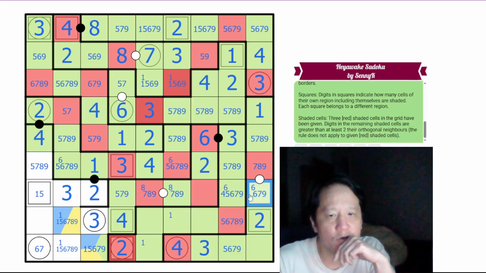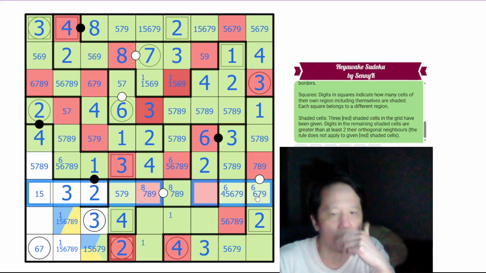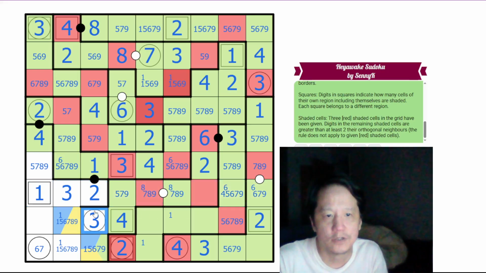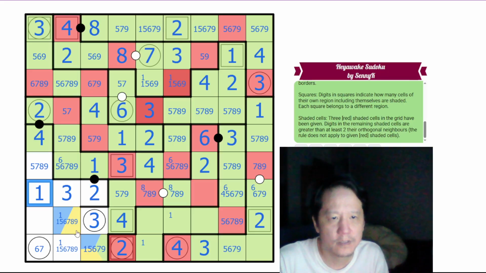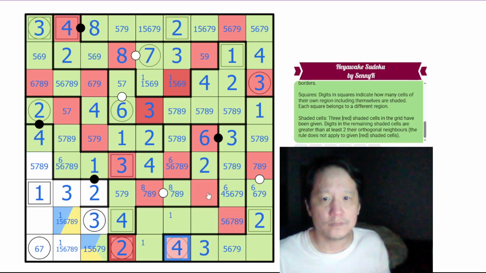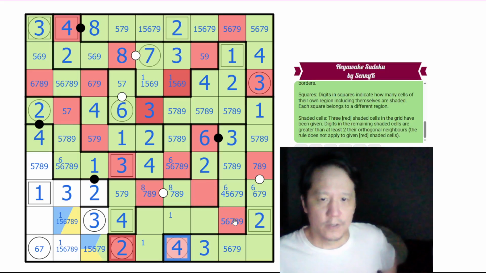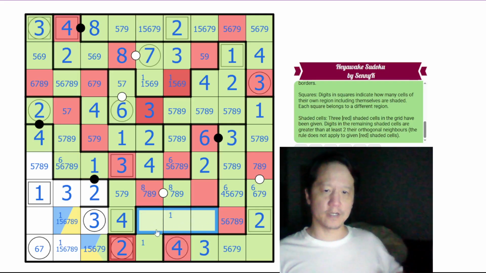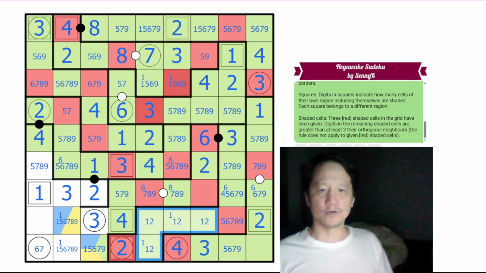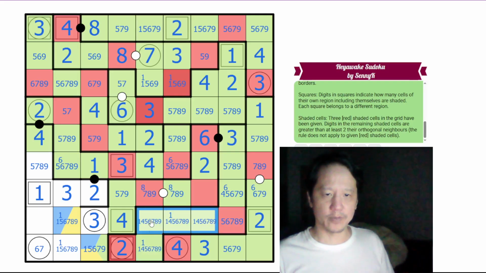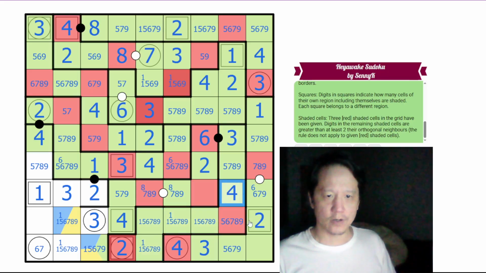This cannot be 1. Where is 1 in row 7? It must be here. So this is 1. These cannot, so these digits are 1 through 4. No 2, 3. 1, 4, 5, 6, 7, 8, 9. Obviously 4 cannot be any of these. Where is the 4 in this region? It has to be here.